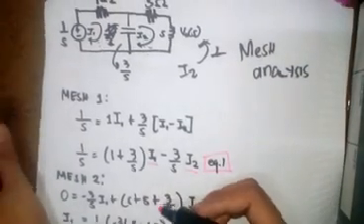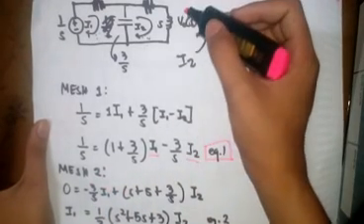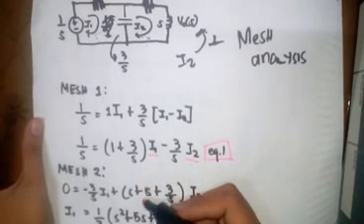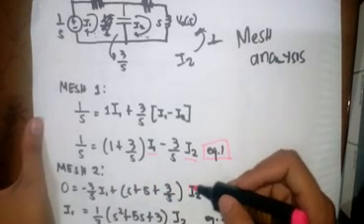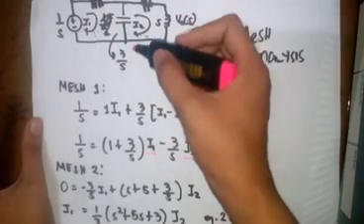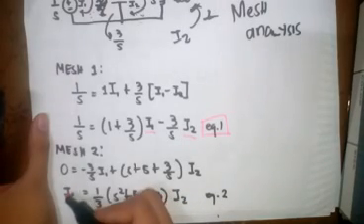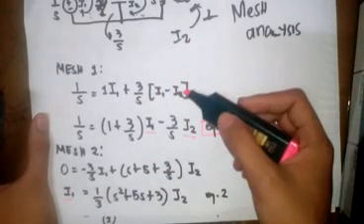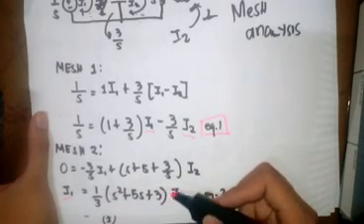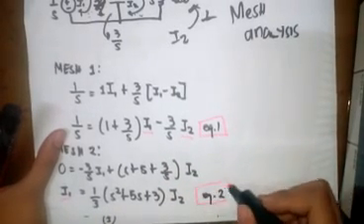For mesh 2, since there is no source, it will be 0, and then negative 3/s multiplied by I1, plus s plus 5 plus 3 over s multiplied by I2. So that's the s, the 5, and the 3 over s. By simplifying it so that we get I1 to be substituted in the first equation, we have I1 equals 1 over 3 multiplied by s squared plus 5s plus 3, multiplied again by I2. So this is equation 2.